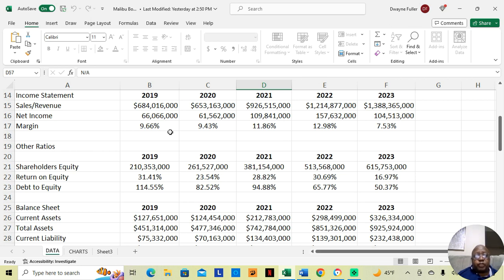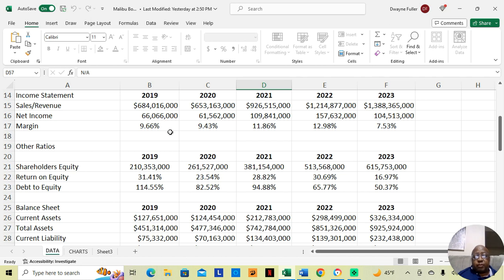2020, that's the COVID year. They made $653,163,000 the way things were locked down that year. They retained $61,562,000 for a 9.43% profit margin.